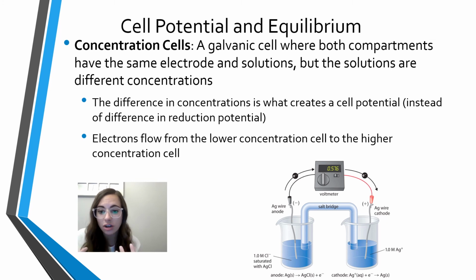So the electrons are going to flow from the thing with lower concentration to the thing with higher concentration, and we call that a concentration cell. So the difference here is, instead of having two different half reactions, we have the same half reaction, but we're altering the concentrations to be different to actually cause the reaction to occur.